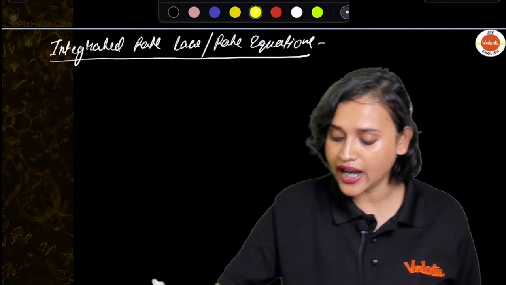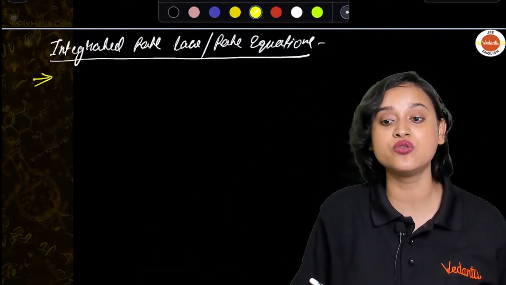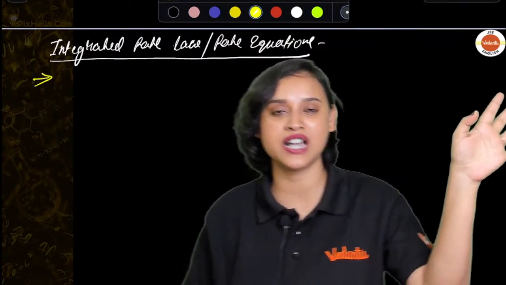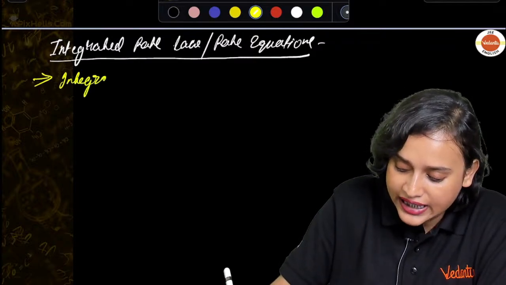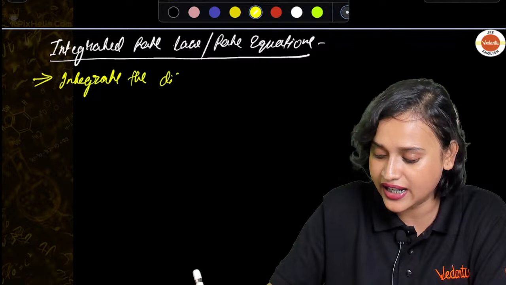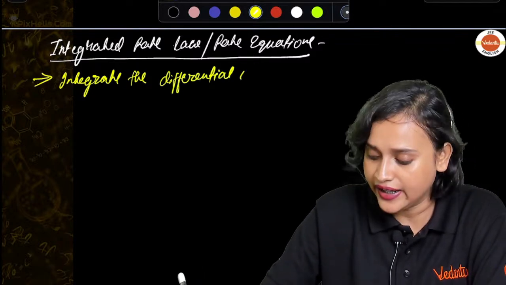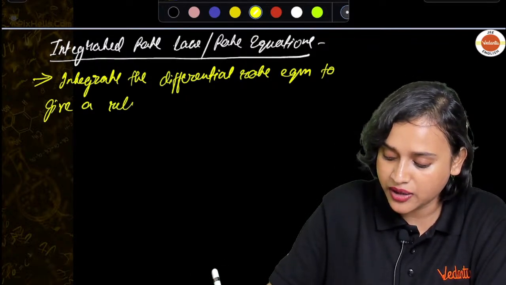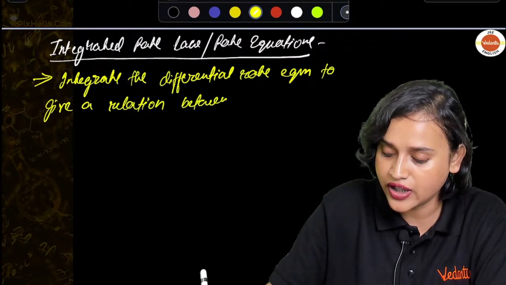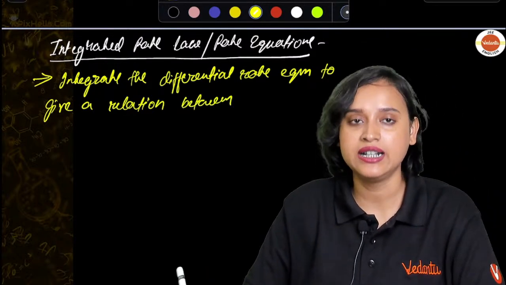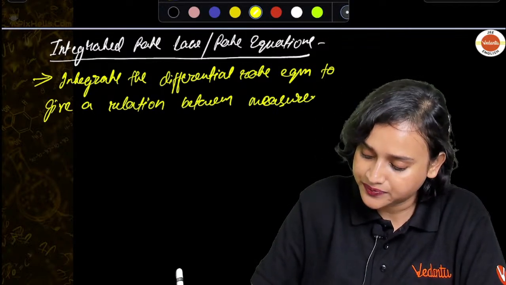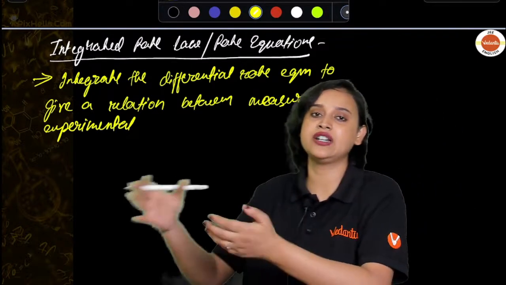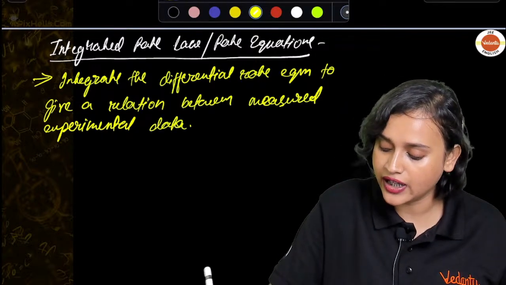Chalo. So, integrated rate law, everyone. I hope that you all are with me. What are we going to do here? We are going to integrate the differential rate equation. I made it look so important, but it is just easy. We are going to integrate the differential rate equation to give a relation between measured experimental data, that is concentration at different times, and the rate constant.